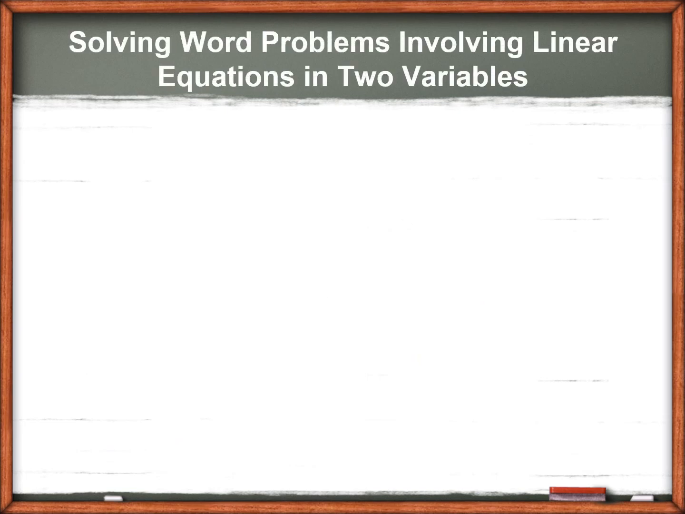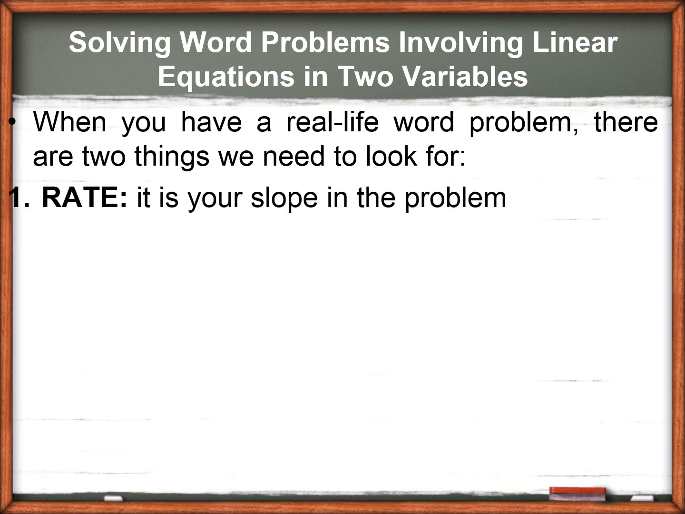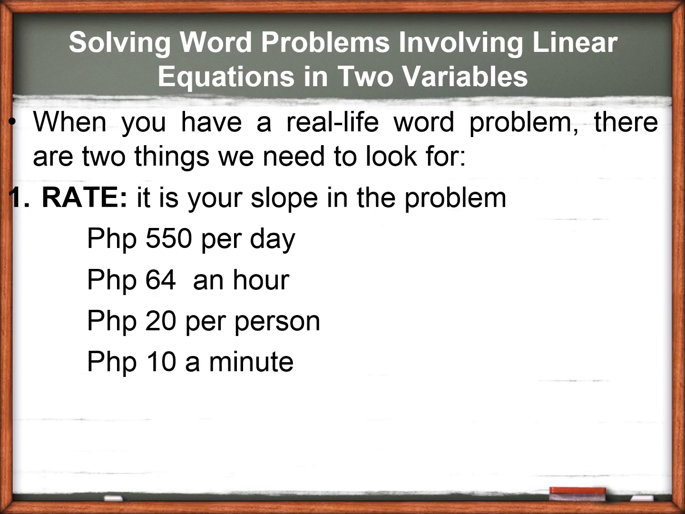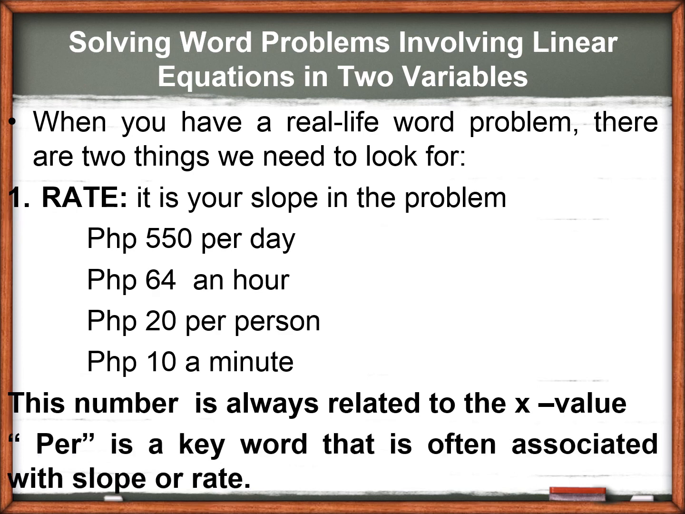Let's have solving word problems involving linear equations in two variables. When you have a real-life word problem, there are two things we need to look for. Number one is the rate. It is your slope in the problem. Examples: we have 550 pesos per day, 64 pesos an hour, 20 pesos per person, and 10 pesos a minute. This number is always related to the x value. The term per is a keyword that is often associated with slope or rate.